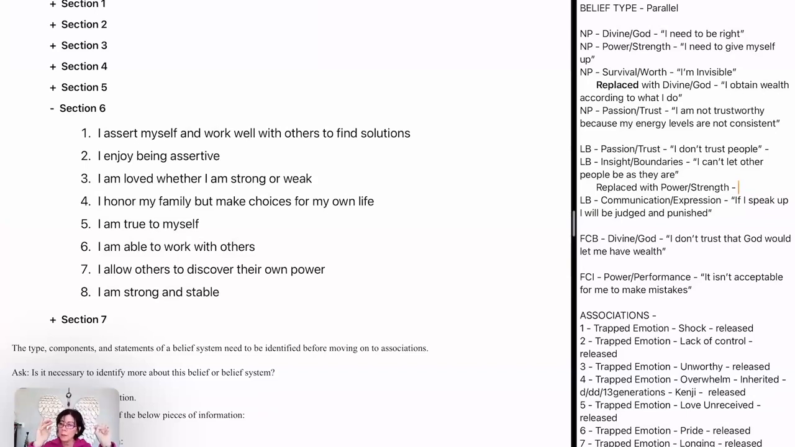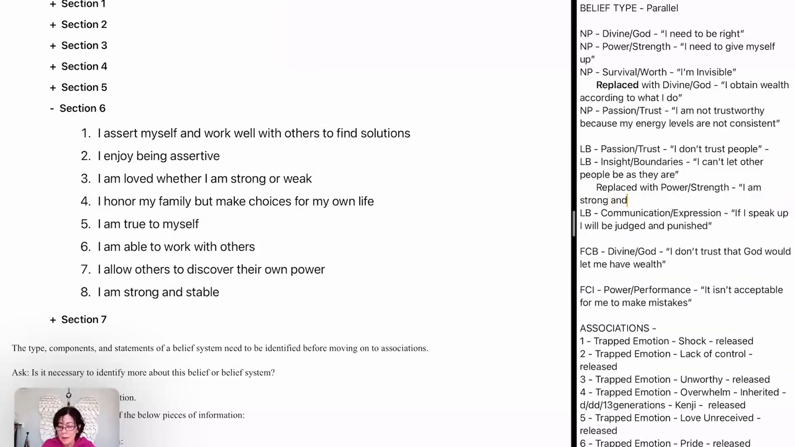Are we replacing it with number 1, 2, 3, 4, 5, 6, 7, 8? I am strong and stable. Hey, that's nice. Yeah. That hits on the energy, too. Yeah, that other one with not having enough. Mm-hmm. Okay, so we can download this one.